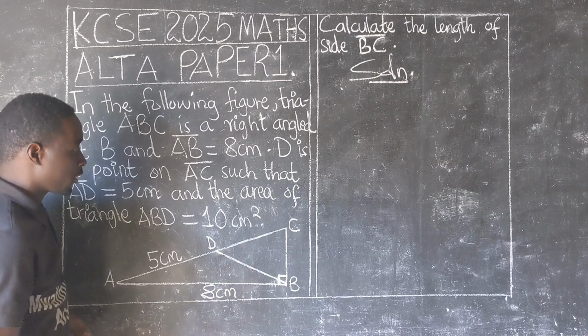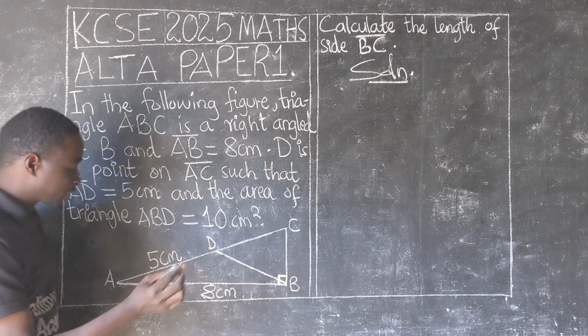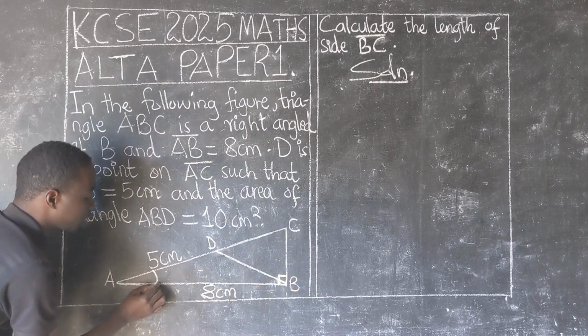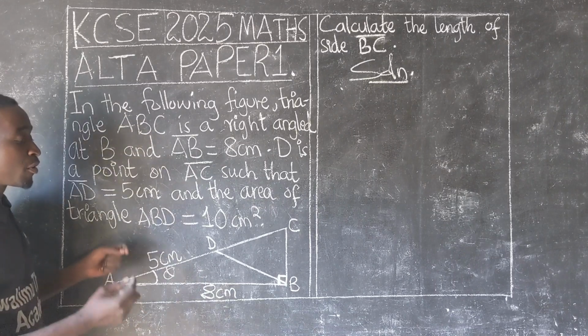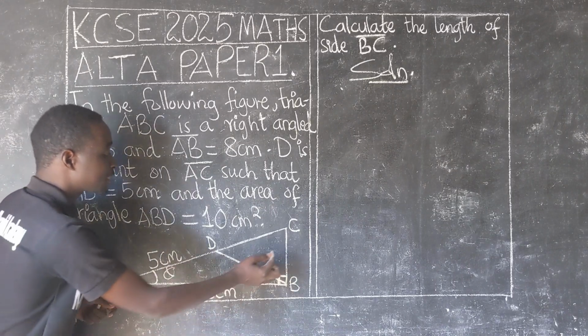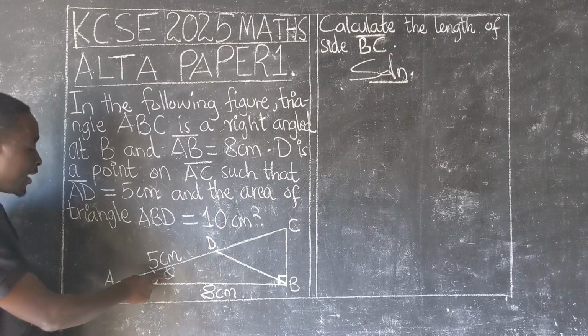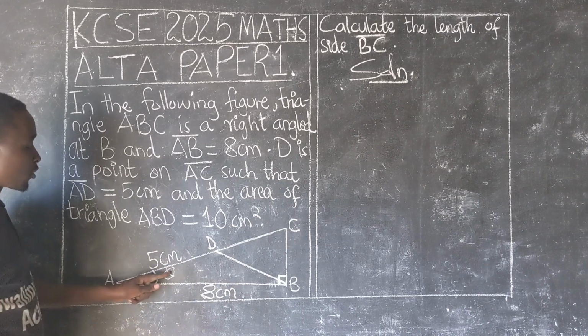In a given triangle here, to get this side, it is better to start first finding this angle, maybe we call it angle theta. After getting this angle theta, we are going to use tangent so that this side is obtained. Now, let us see the way we find this angle theta.